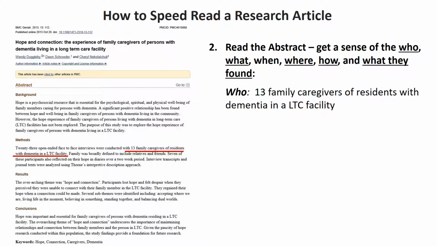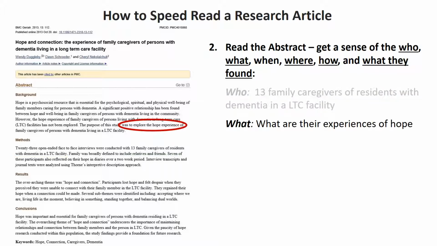I'm going to read the abstract to get a sense of the who, the what, the when, the where, the how, and what they found. For the who, this article tells me that there are 13 family caregivers of residents with dementia in long-term care facilities. That's who they've been focusing on. For the what, it's their experiences of hope. They want to explore the hope experience of these caregivers.